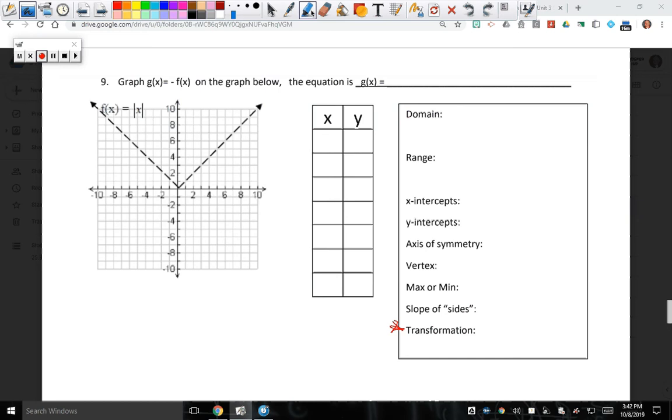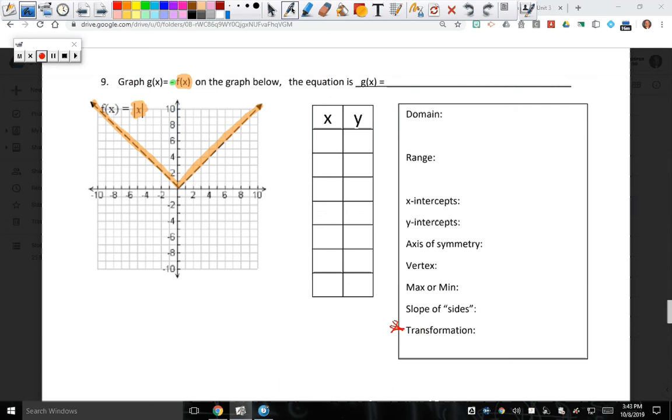The big part that I want you to understand is that this negative is on the outside of f of x, okay? So f of x is the original function. This is where you started on the graph. So the original function is this one right here, the absolute value of x, okay? That is the original function. You with me? Now, we're going to change the original function.